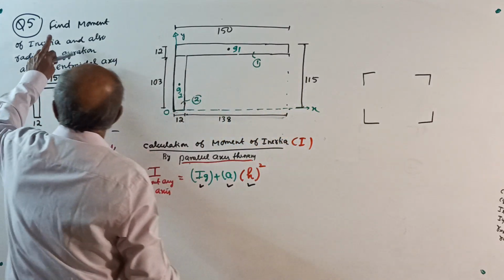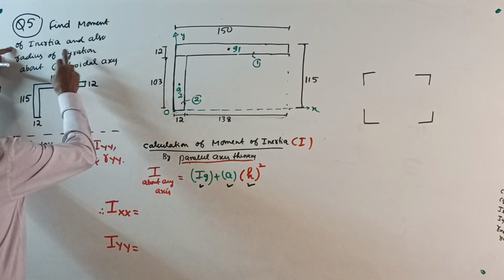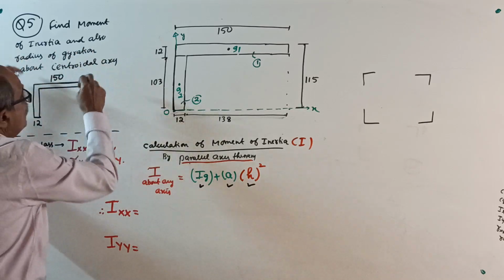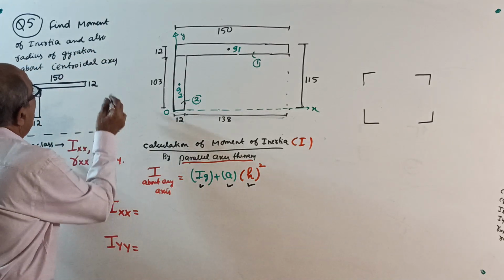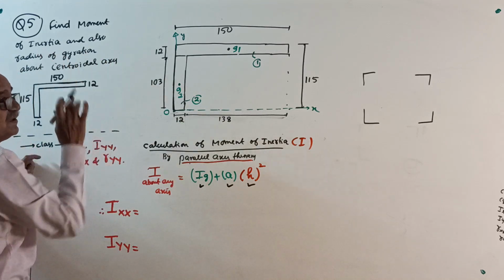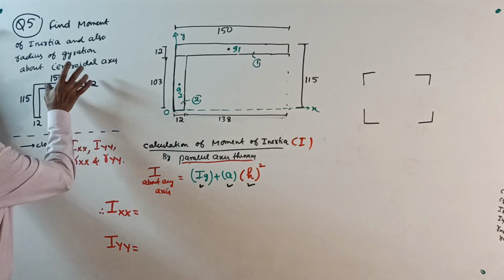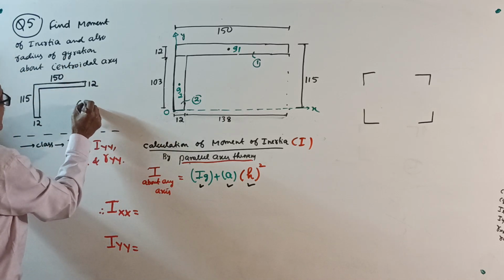Okay, start. Find the moment of inertia and also the radius of gyration about the centroidal axis. Centroidal axis, not just any axis, remember. All dimensions are in millimeter, as I told you.